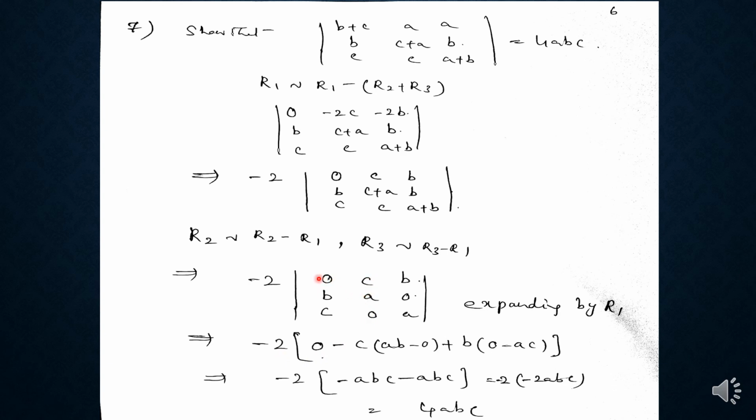So by expanding by R1 we will get minus 2 into 0 into something is 0, minus c into, this is a into b, ab, minus c into 0, 0, plus b into 0, 0, minus ac. That is minus 2 into minus abc, minus abc, that is minus 2 into minus 2abc, that is equal to 4abc. So this is proved. So RHS is equal to 4abc, hence proved.